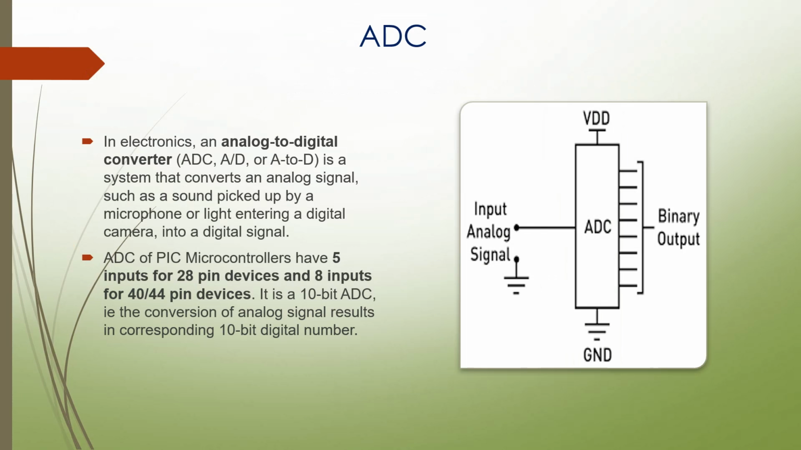In electronics, an analog to digital converter is a system that converts an analog signal, such as sound picked up by a microphone or light entering a digital camera, into a digital signal. ADC of PIC microcontrollers has 5 inputs for 28-pin devices and 8 inputs for 40 to 44-pin devices. It is a 10-bit ADC, that is, the conversion of an analog signal results in a corresponding 10-bit digital number.